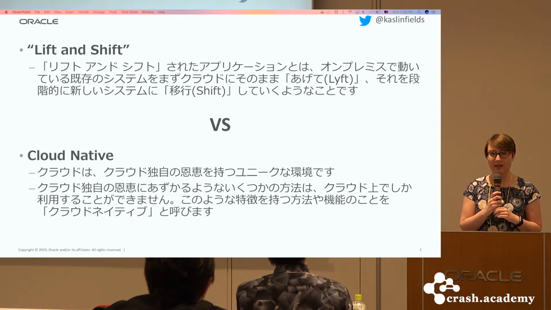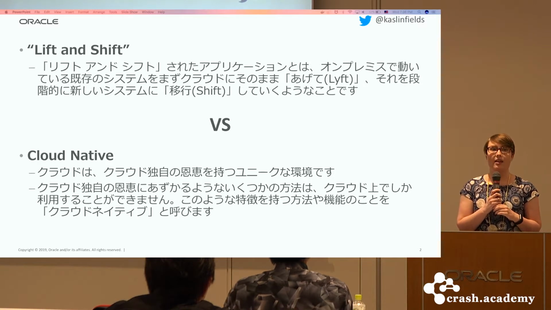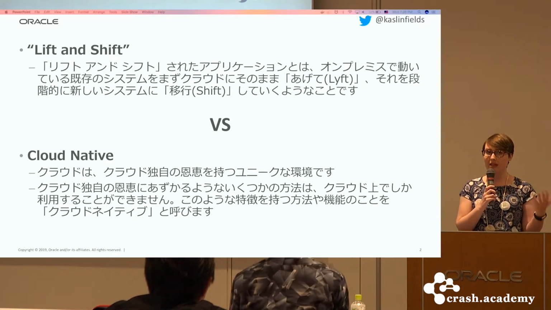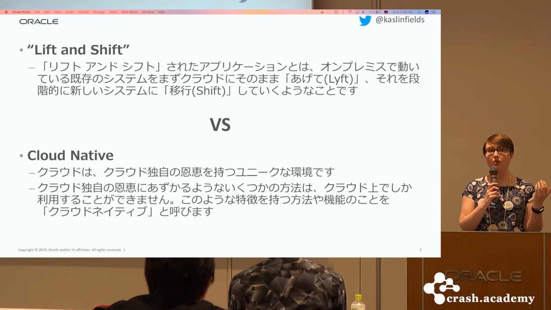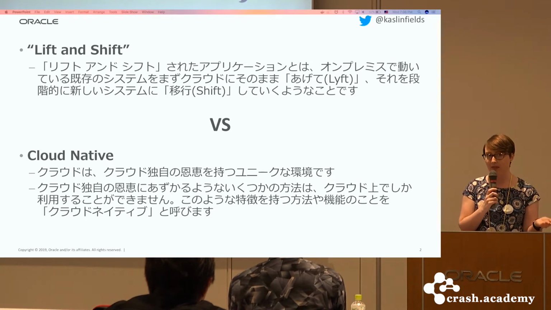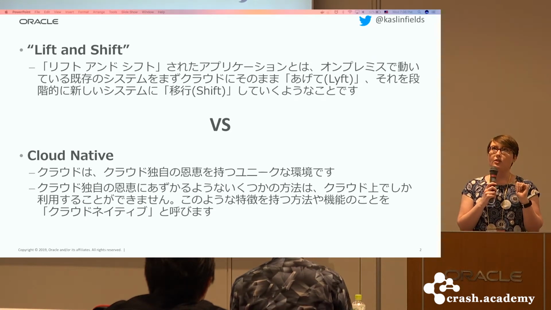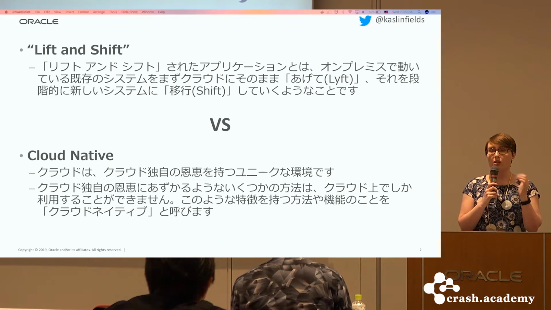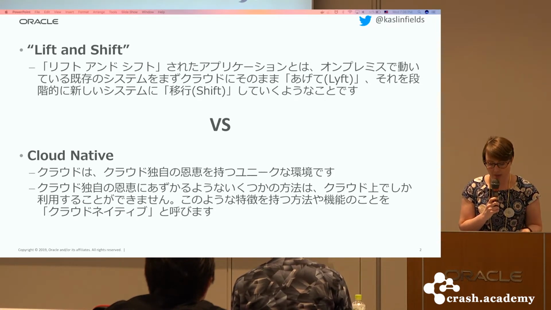However, this doesn't take advantage of a lot of the unique capabilities of the cloud. And if you want to use those unique capabilities, then those architectures are referred to as cloud native. They use technologies which, while you could use them in your data center, they usually work best in cloud environments.